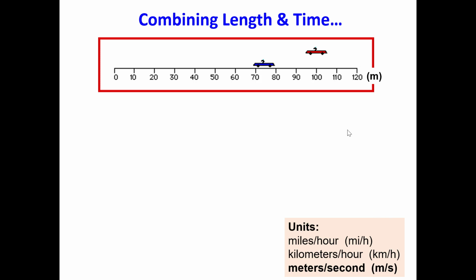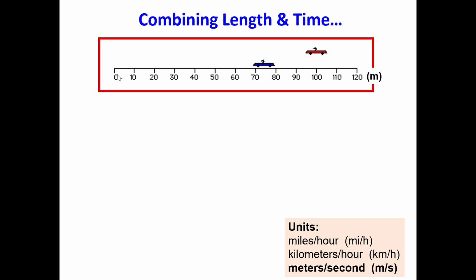Now, what happens if we want to describe the motion of these two cars? Let's think that both cars start moving from the position 0 meters, and they move for the same time. Now, how can we describe what happened with the blue car and what happened with the red car?